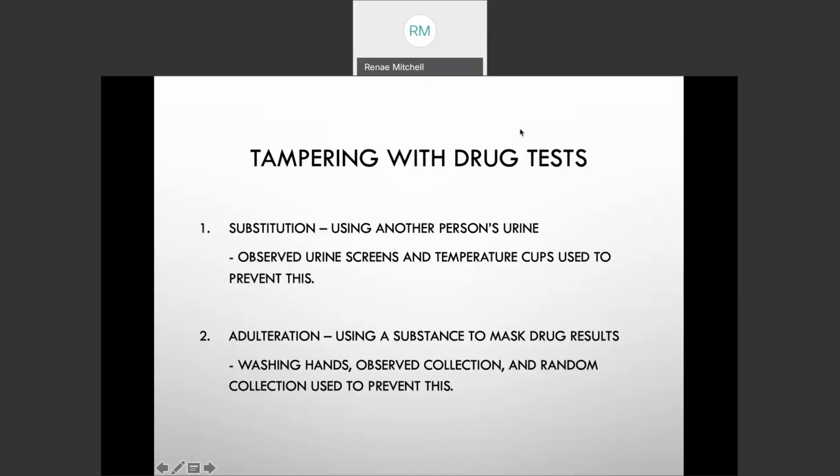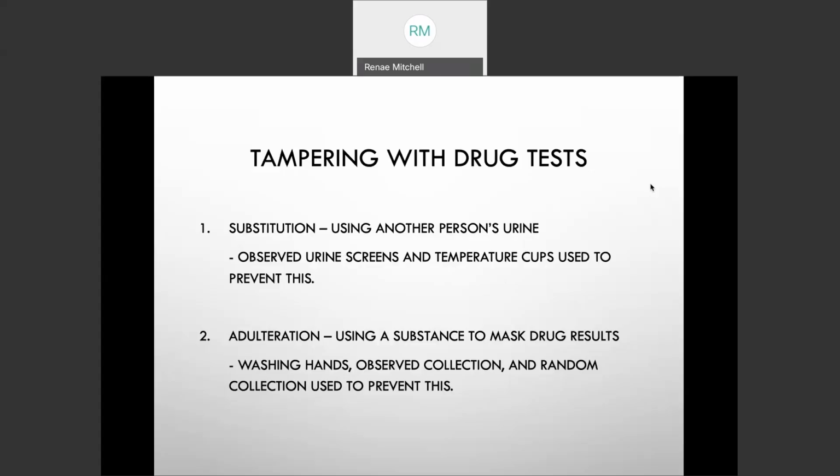So there are a couple of different ways that people try to tamper with drug tests, and some are more effective than others. So one is using another person's urine, substituting a person who hasn't taken the drug instead of using a sample of a person who has taken the drug. That can be very effective because there is actually no drug in the urine. But the people who are doing the drug testing have worked up ways around this.